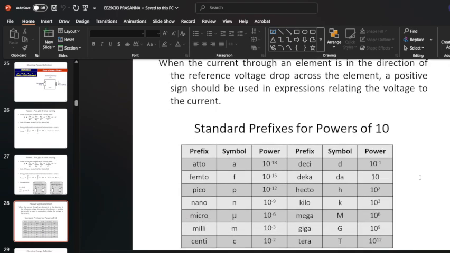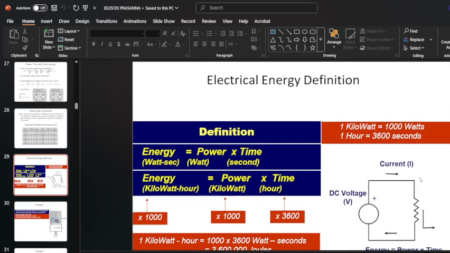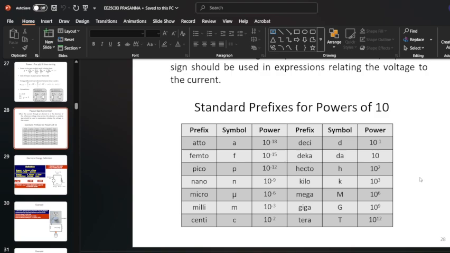The standard powers of ten we already know from lower classes, so there is no need to mug up, and they are on the back side of your calculator. It was already studied in lower classes.